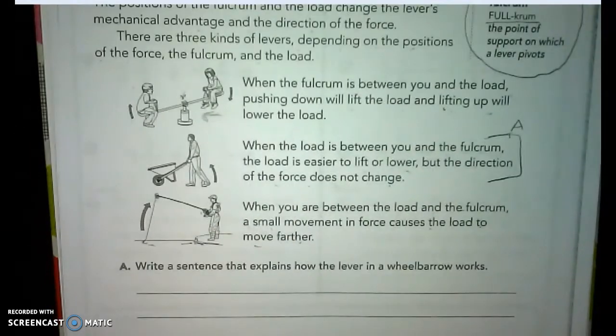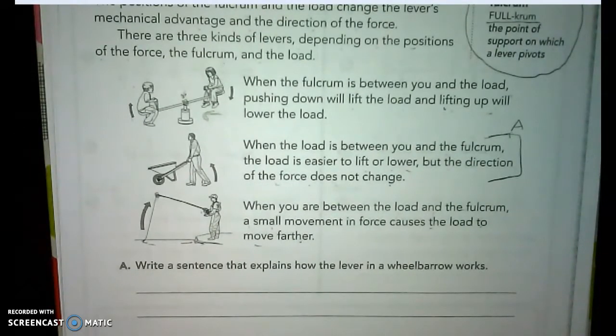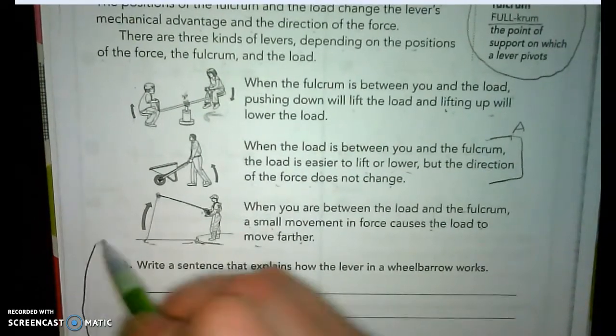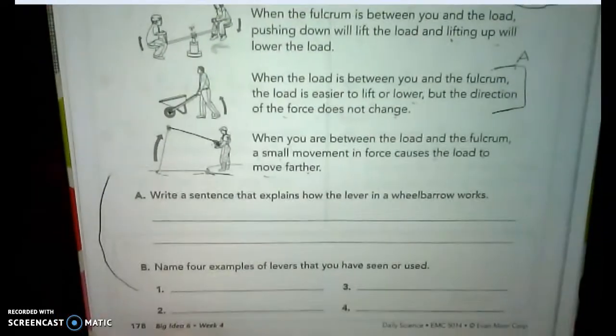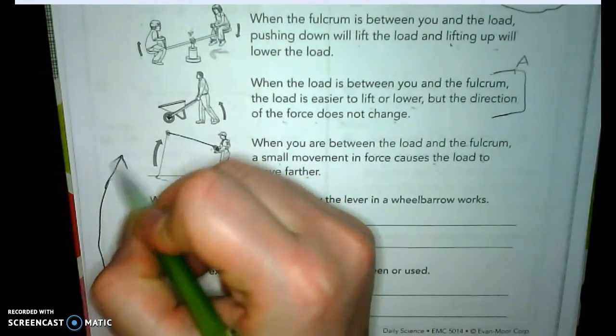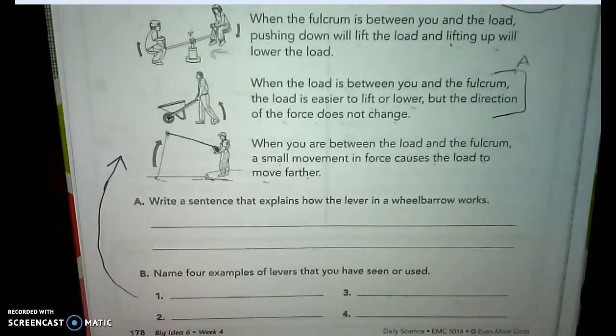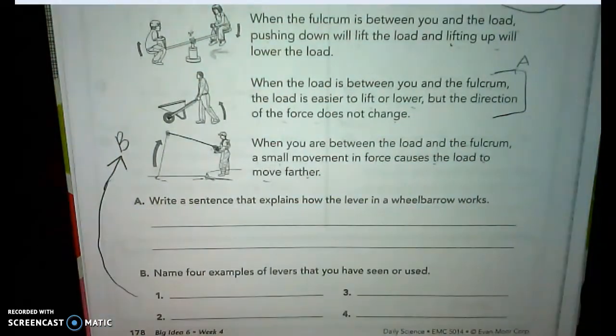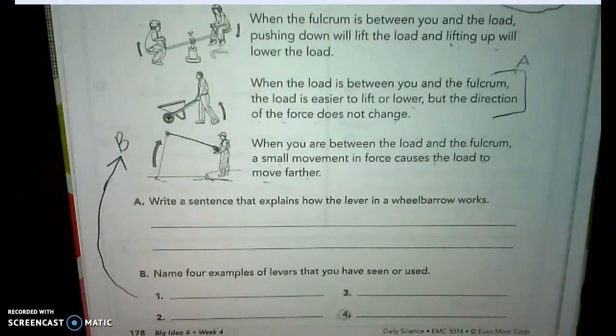All right, and then name 4 examples of levers that you have seen or used. Well, I'm going to give you a little hint. You already have 3 examples right here. Okay. These are all examples. So really you should only have to come up with 1 example by yourself.